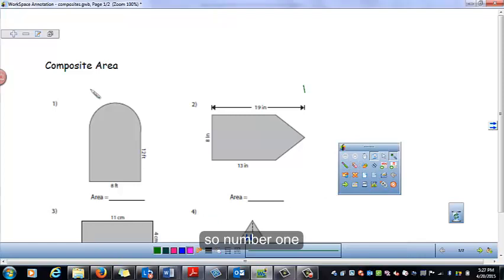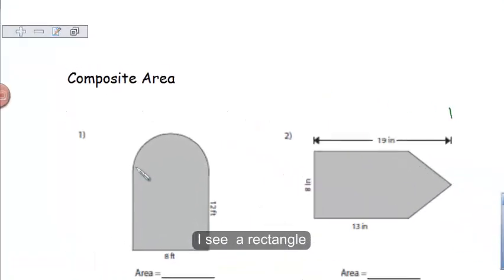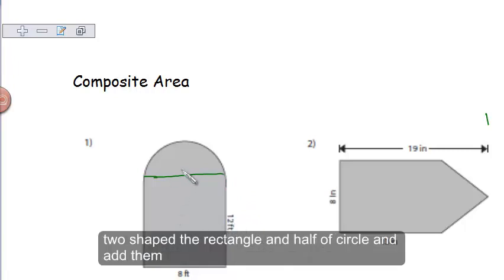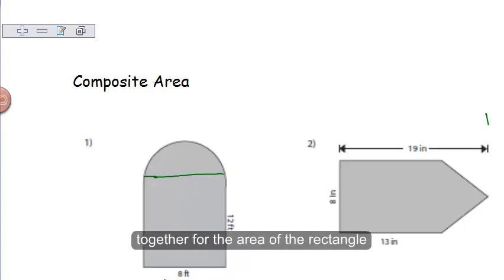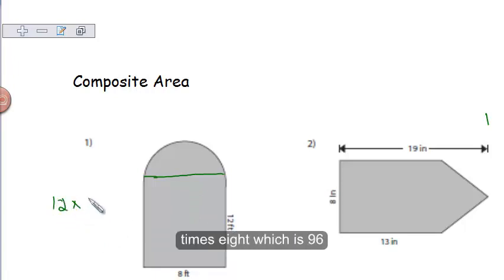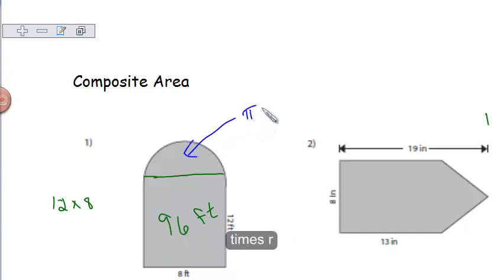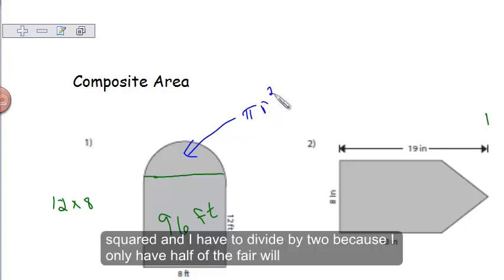So number one, if you look at this, I see a rectangle and half of a circle. So you have to find the area of two shapes, the rectangle and half of the circle, and add them together. The area of the rectangle is 12 times 8, which is 96. The area of half of a circle would be pi times r squared, and I'd have to divide by 2 because I only have half of a circle.